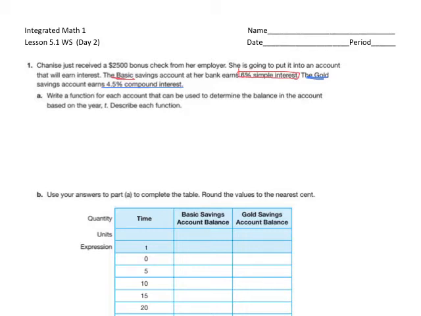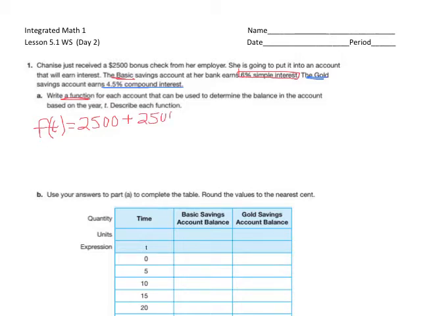So for simple interest, I'm going to use red. You want to write a function for each account. So you could say the function of her money, depending on time, depending on how long she has it there, is her original $2,500, plus whatever interest she gets per year.